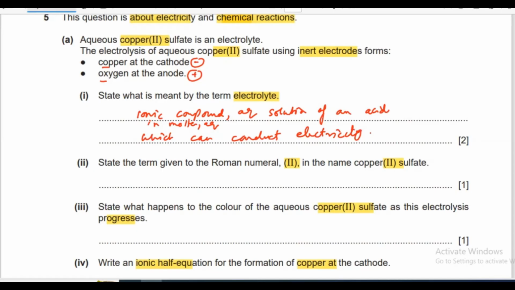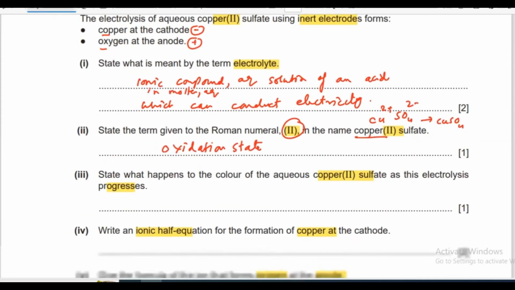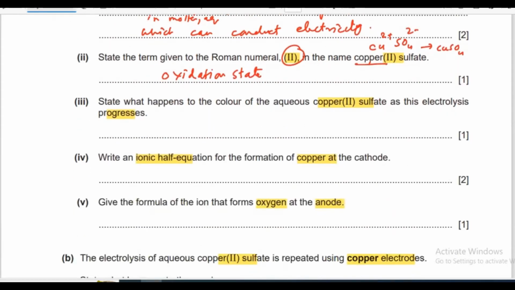Then this term, what does it mean? This is the oxidation state. Copper(II) sulfate means the oxidation state of copper is 2 positive, and sulfate is 2 negative. So that's why the formula is CuSO4. It doesn't mean that there are two coppers. Copper(II) means the oxidation state of copper is +2.